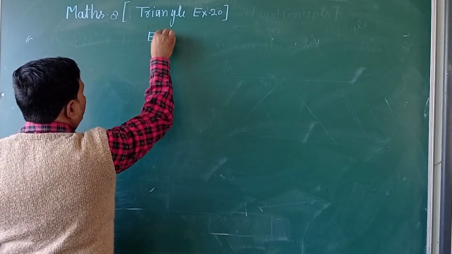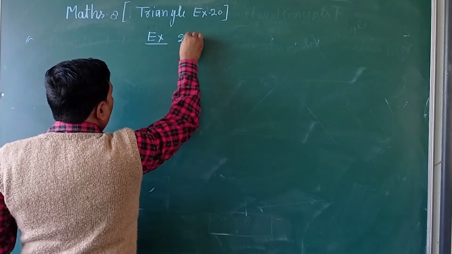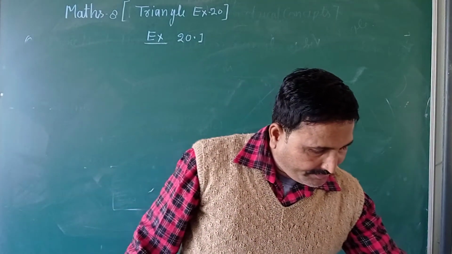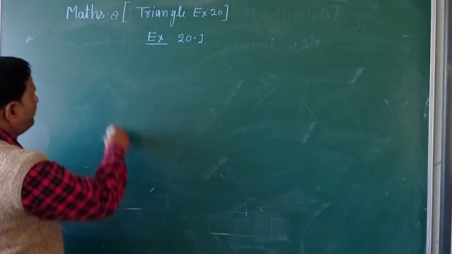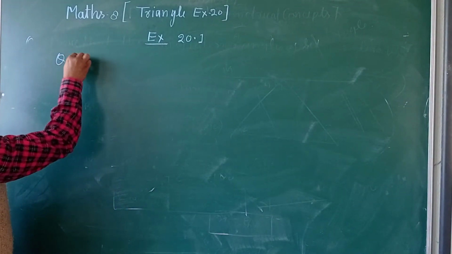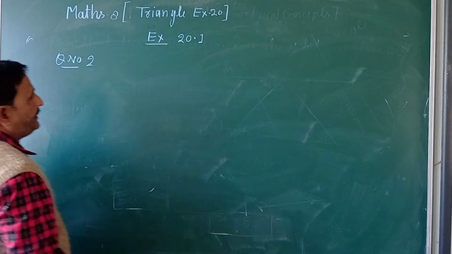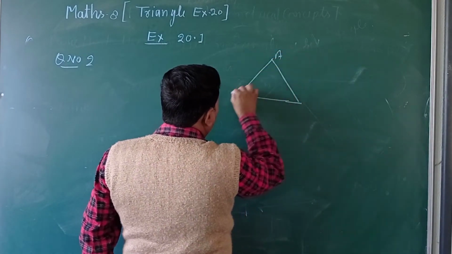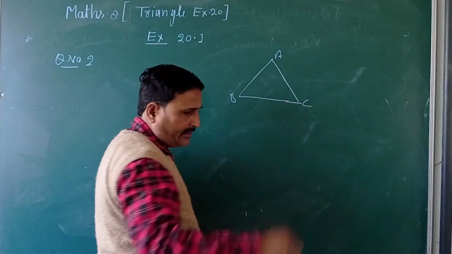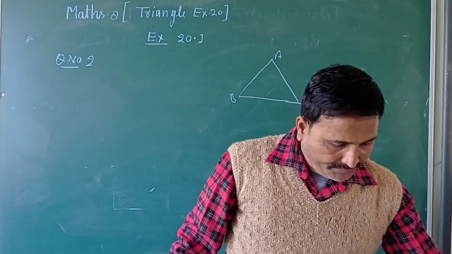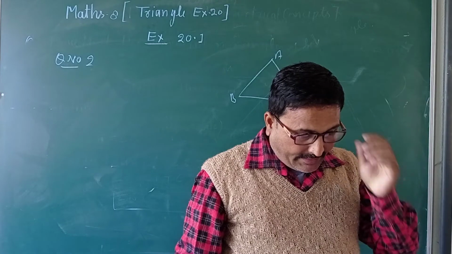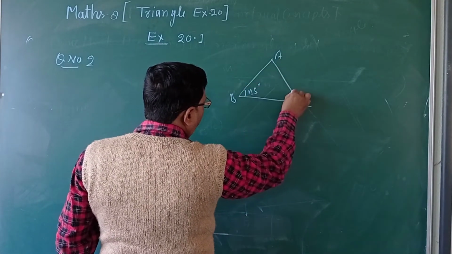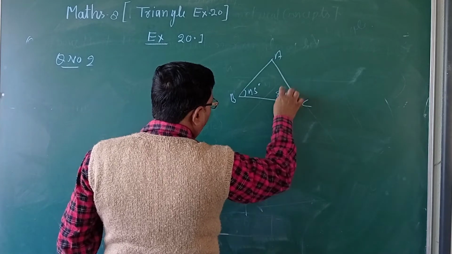Exercise 20.1, question number 2. Suppose in a triangle ABC, two angles are given. One angle is 45 degrees, the other angle is 85. Suppose this is 45, this one 85.